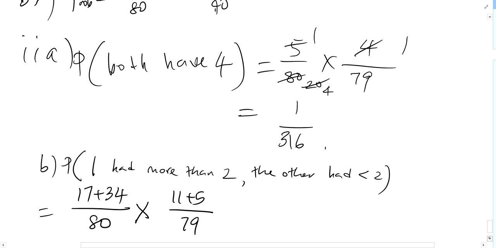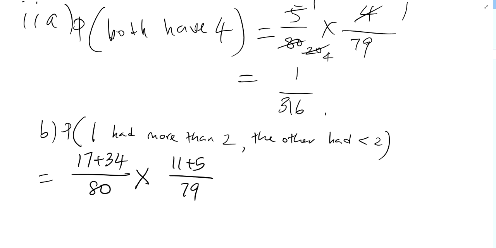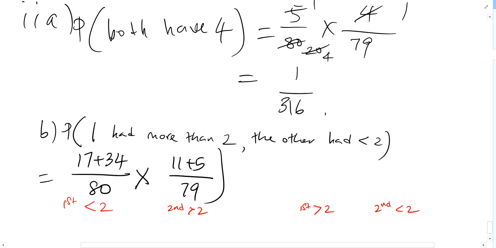This is already first car fewer than 2, second more than 2. Okay, what is the other option? First more than 2, second less than 2. Right? So do we add or do we multiply?